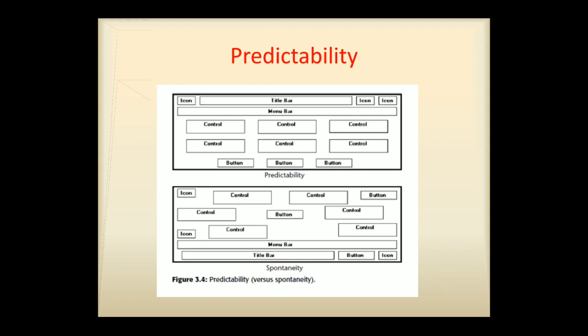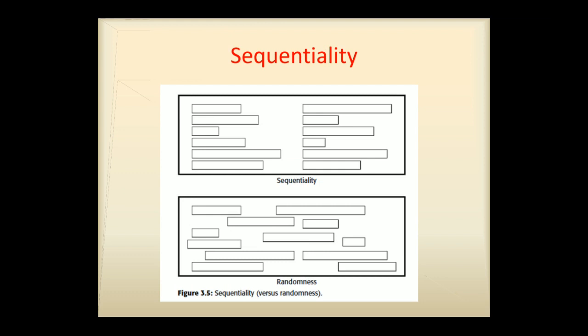But the opposite of predictability is spontaneity, right? It suggests that no plan or organization is used here. So the user becomes unable to predict the structure of the remainder of the screen, right? In screen design, predictability is also enhanced through design consistency. And moving on to sequentiality.